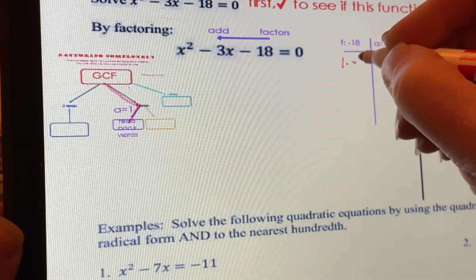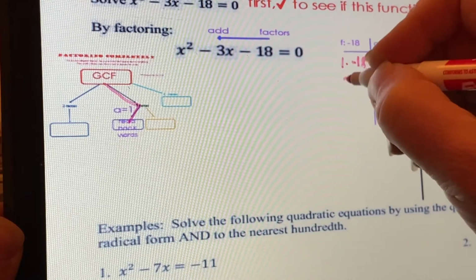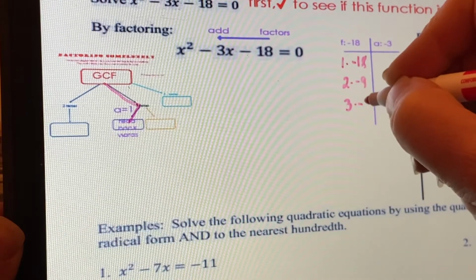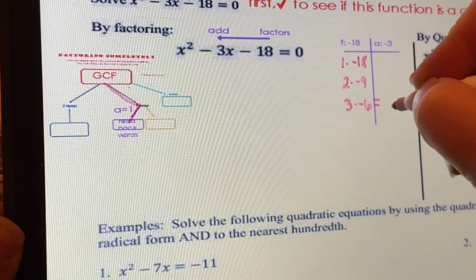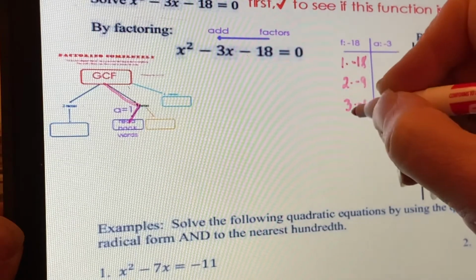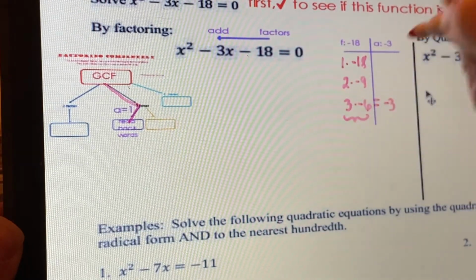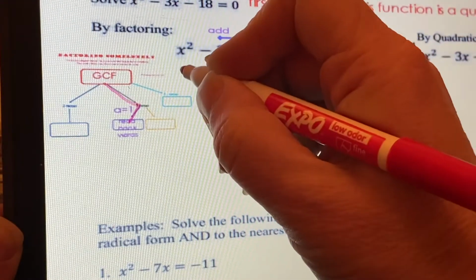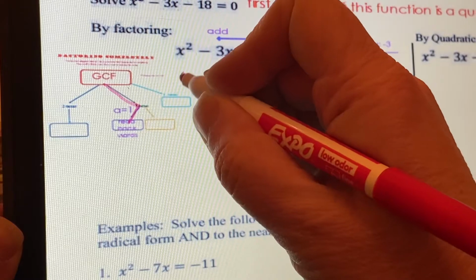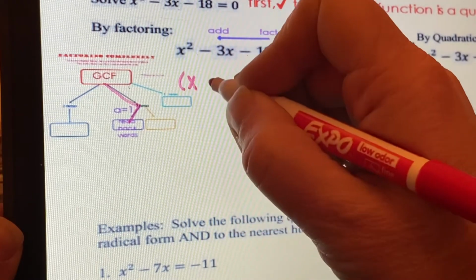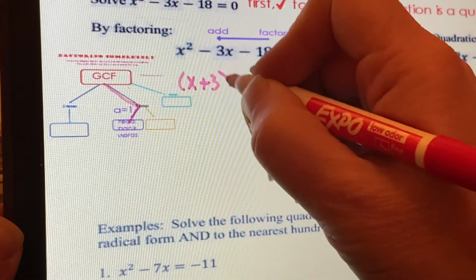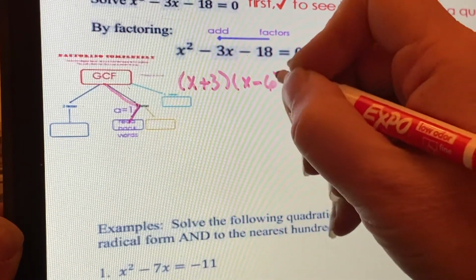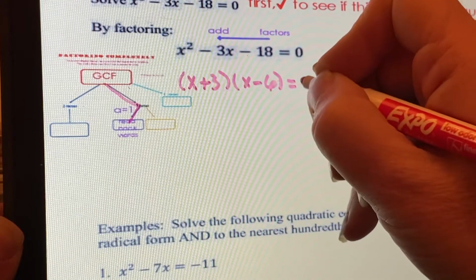1 times negative 18, 2 times negative 9, 3 times negative 6. Well, right there, those add up to negative 3. So those are my 2 factors that will solve this, that will be the factors or the roots of this equation. So I'll do x plus 3, x minus 6. Make sure you don't drop that equals 0, otherwise we're not solving for anything.